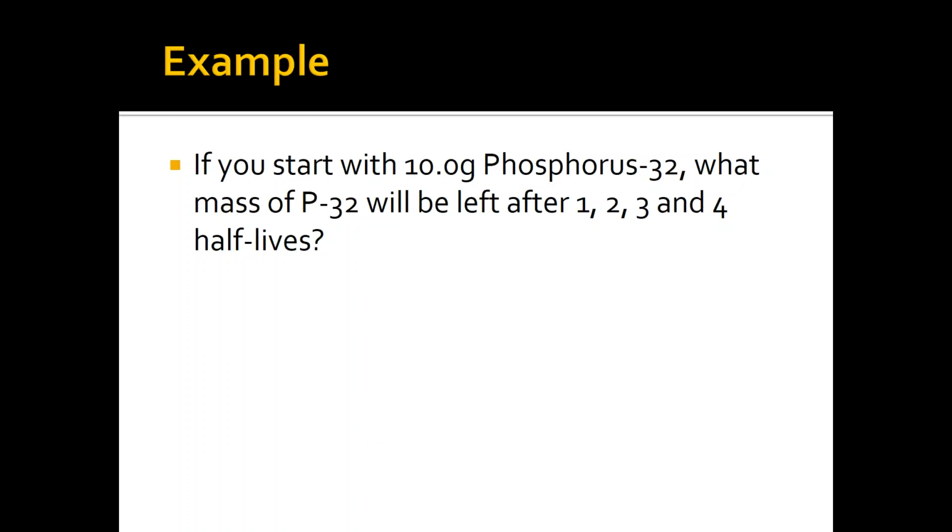All right, so super easy question here. If you start off with 10 grams of phosphorus-32, what mass of P32 will be left after 1, 2, 3, and 4 half-lives? So what do you think, how much is going to be left after 1 half-life? 50%? What's 50% of 10 grams? 5 grams. Right, so 1 half-life, so I'm going to say 1 lambda. It's going to give us 5 grams.